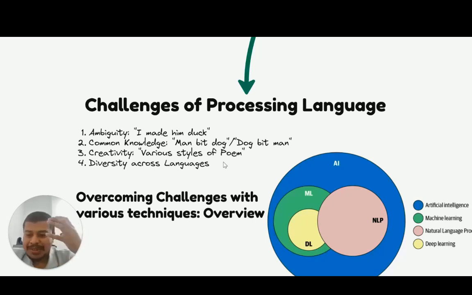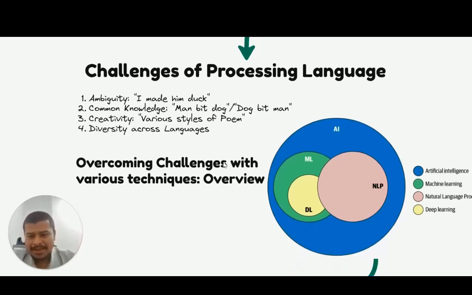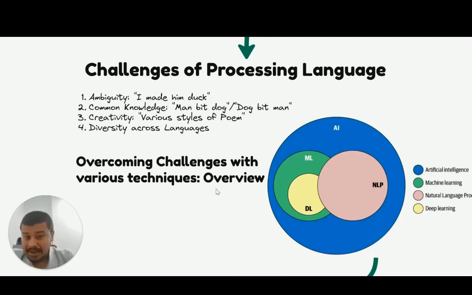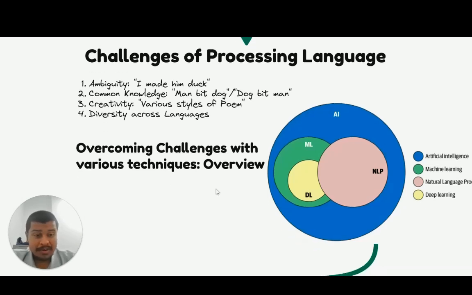So these four challenges have made researchers spend years of their time working on natural language processing, and they're still overcoming the challenge. We have overcome a lot with the recent DeepSeek large language models and all, but we still have a lot more technological advancement to be done for it to be perfect.